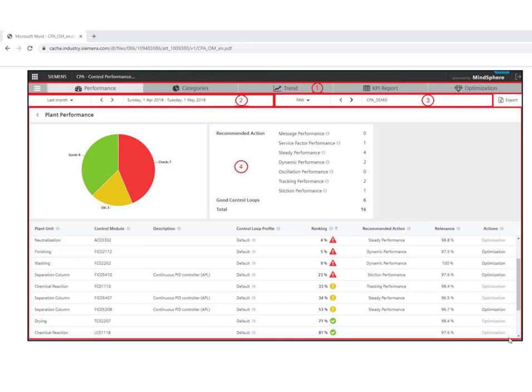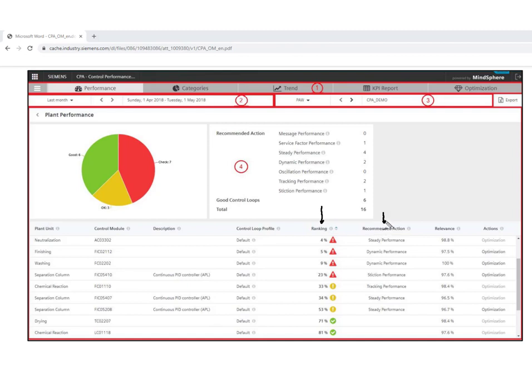Production data is used to compute key performance indicators for tracking and disturbance rejection behavior. It is also possible to detect oscillations, stiction, and controllers in manual mode. As you can see, the control loops are ranked according to priority of action. The control loops that are above are the ones that require most attention.